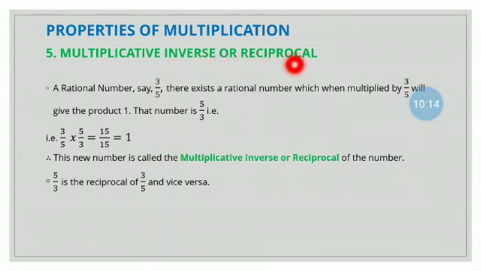Multiplicative inverse or reciprocal. For a rational number, say 3 upon 5, there exists a rational number which when multiplied by 3 upon 5 will give the product 1. That number is 5 upon 3. So what do we mean by reciprocal or multiplicative inverse? The reciprocal of 3 upon 5 is 5 upon 3. So when we multiply 3 upon 5 with 5 upon 3, we get 3 fives are 15 upon 5 into 3, that is also 15. So 15 upon 15, which equals 1. This new number is called the multiplicative inverse or reciprocal of that number. So 5 upon 3 is the reciprocal of 3 upon 5 and vice versa.